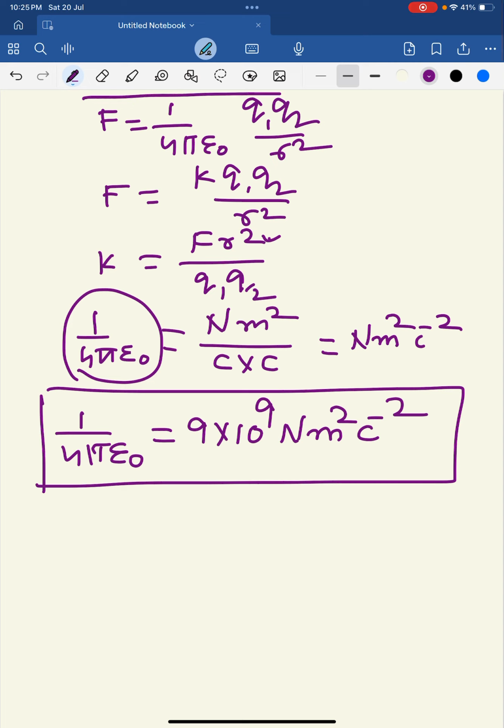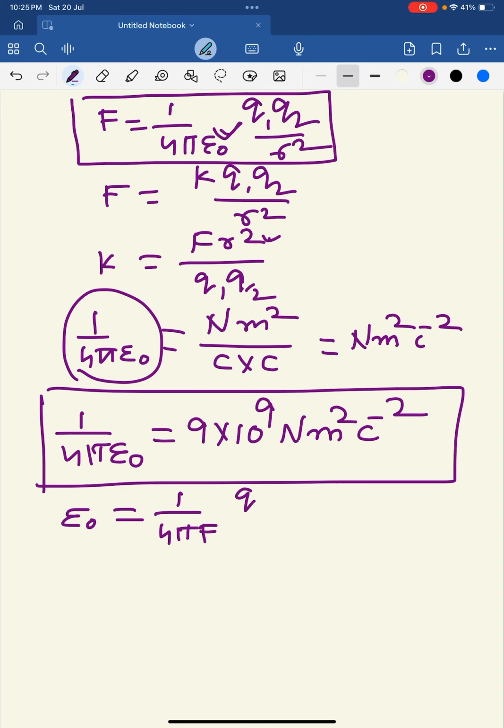So finally, we know the formula F is equal to 1 by 4 pi epsilon naught into Q1 Q2 by R square, where epsilon naught is called the permittivity of free space. Now bring this epsilon naught to the left side. From the above equation, epsilon naught is equal to 1 by 4 pi F into Q1 Q2 by R square.